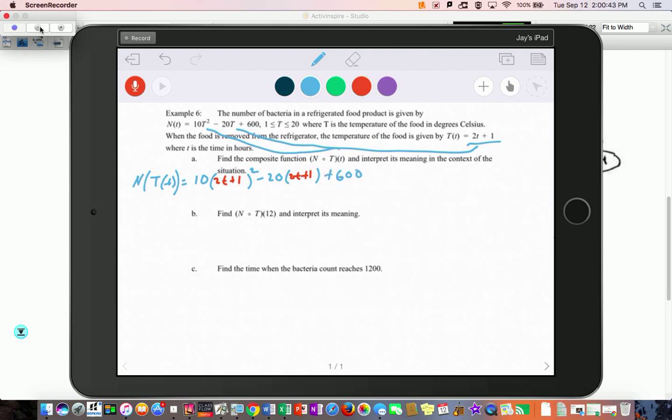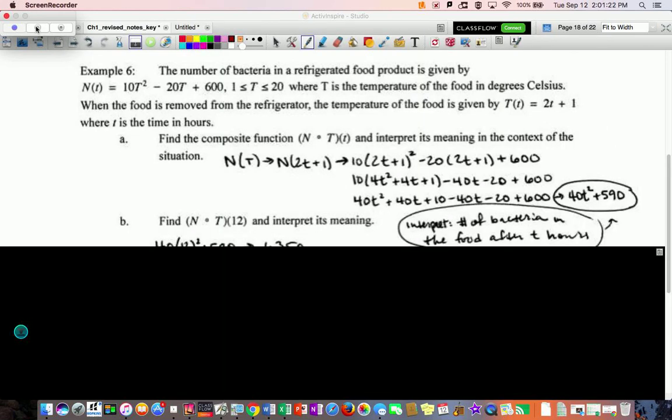So I'm going to pause the video now, and I would like you to FOIL out what you need to FOIL out, distribute everything, and see what you come up with. So pause the video now. So what you can see now is that I have the 2t plus 1 put in, and when you FOIL or box method, you get this quantity, and you have to distribute the 10 through everything. Take your negative 20 to both of these, and you end up with a final answer of 40t squared plus 590.